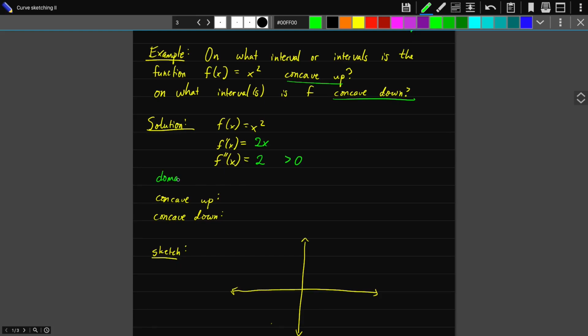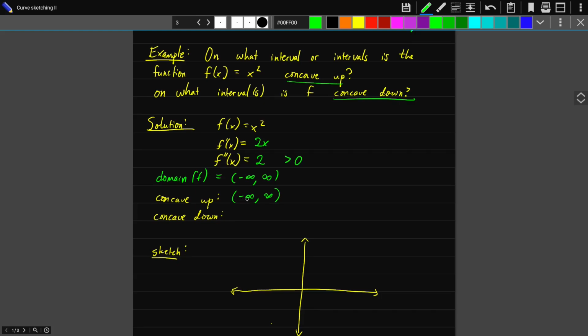So the domain of this function f is all real numbers, so the interval from minus infinity to infinity. So the interval where this function is concave up is minus infinity to infinity, because this thing is always positive. The second derivative is always positive.